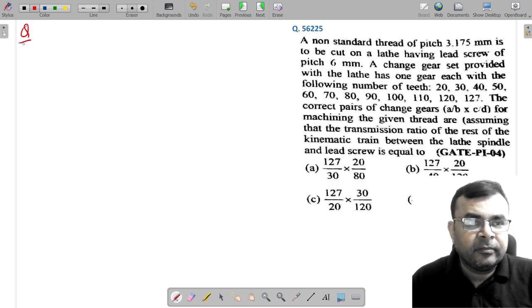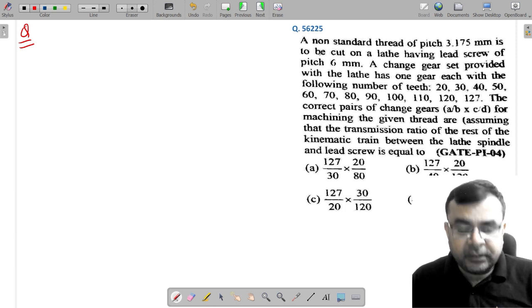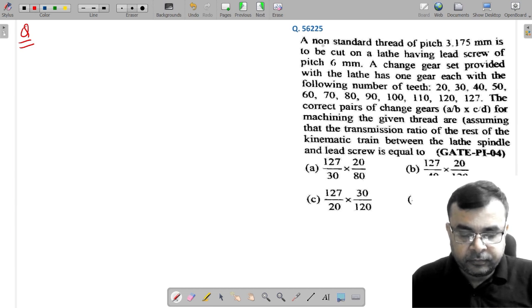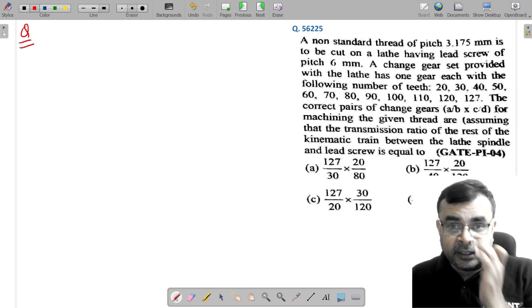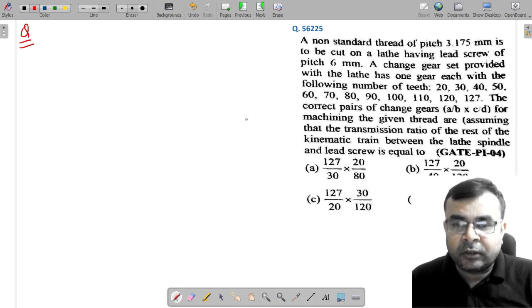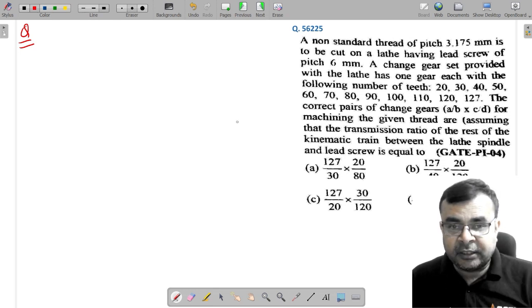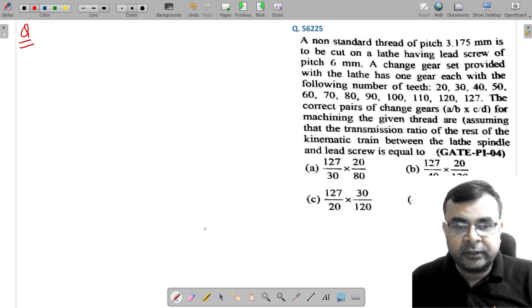And now you can see a non-standard thread of pitch 3.175 millimeter is to be cut on a lathe having a lead screw of pitch 6 millimeter. A change gear set provided with the lathe has one gear each with the following number of teeth: 20, 30, 40, 50, 60. The correct pair of change gears A by B cross C by D for machining the given threads, assuming that the transmission ratio for the rest of the kinematic train between the lathe spindle and lead screw is equal to.